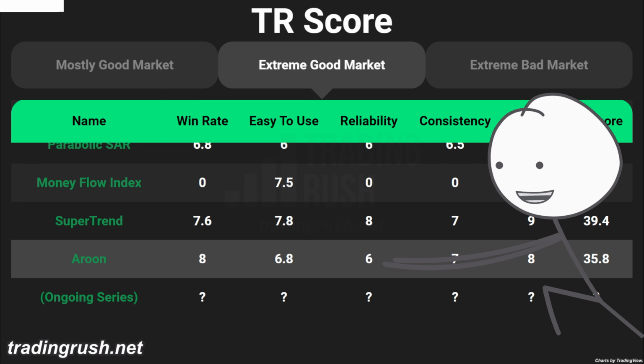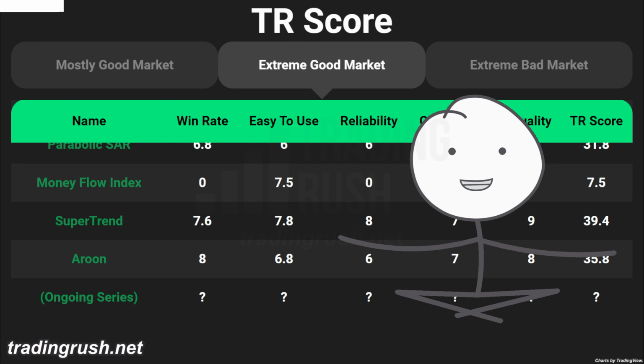As for reliability, this indicator is not that reliable because it gives entry points in a spammy way. It gives entry points after every few candles. I mean, in the extremely good market, it was identifying the strong momentum and the slow ranging market nicely.